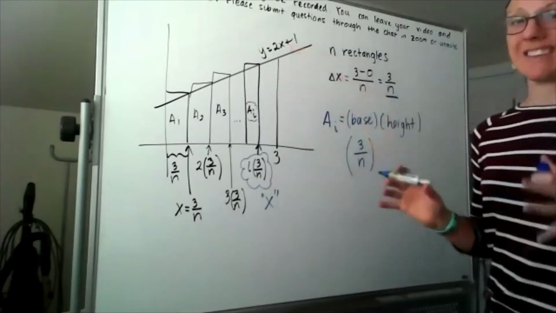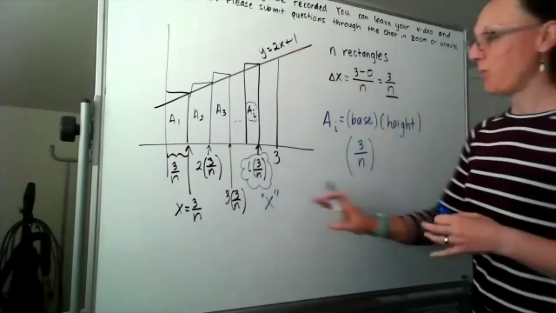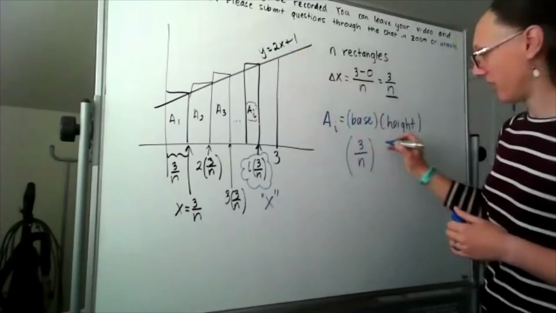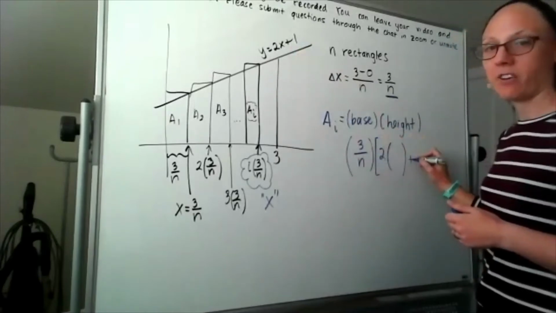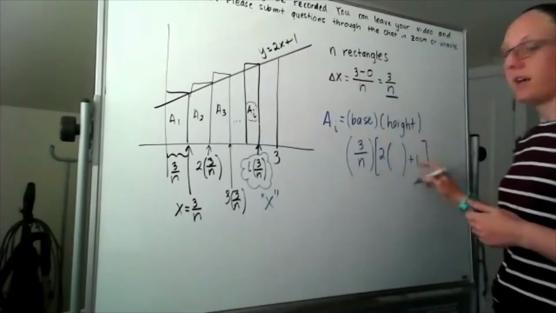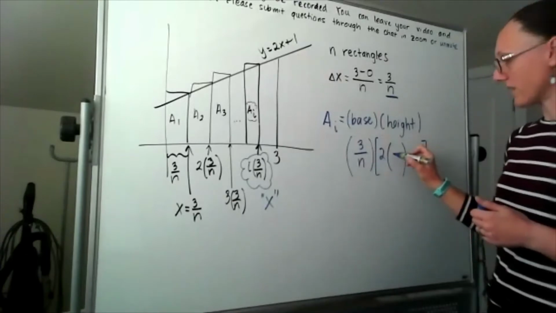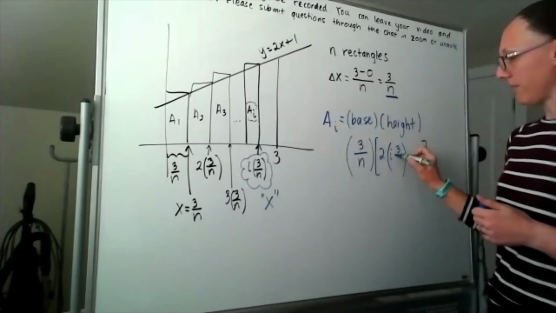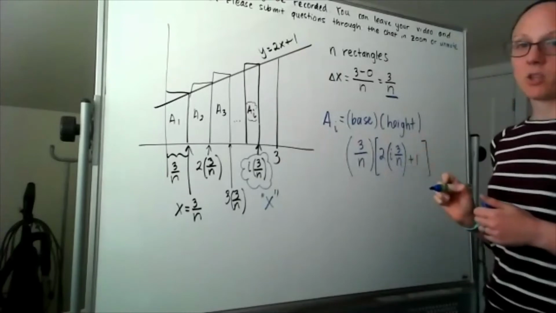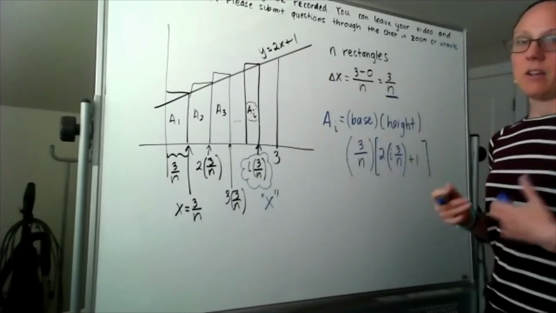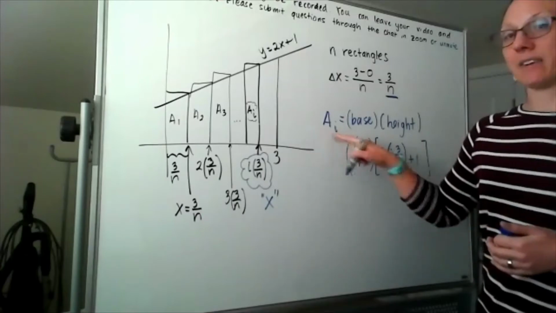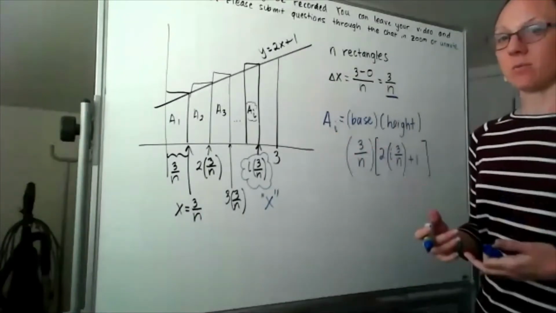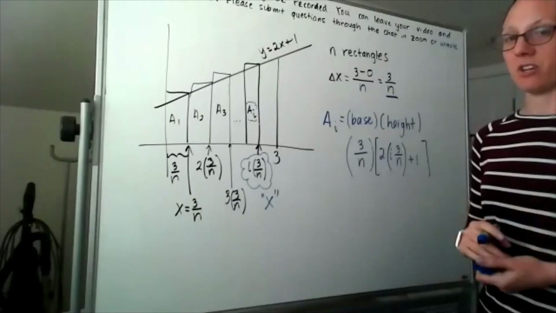This is where life gets a little bit messy. So when I plug this into my function, we'll have 2 times the x value plus 1. And our x value was i times 3 over n. Once we've written what the area of my ith rectangle looks like, that's when we can switch this over to summation notation.